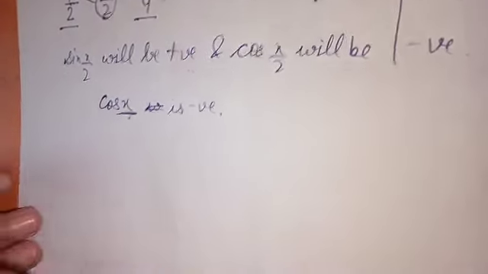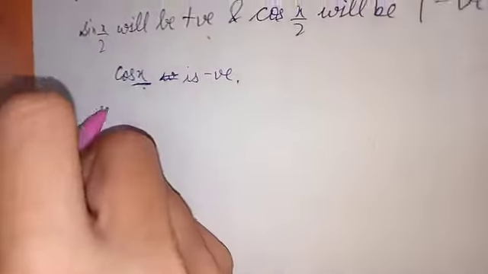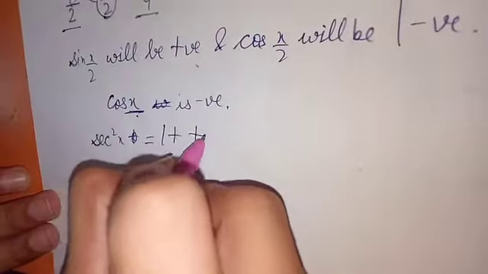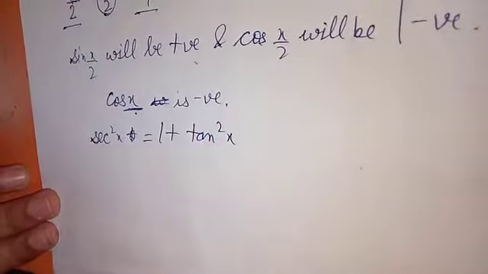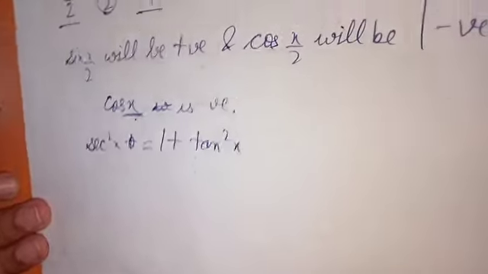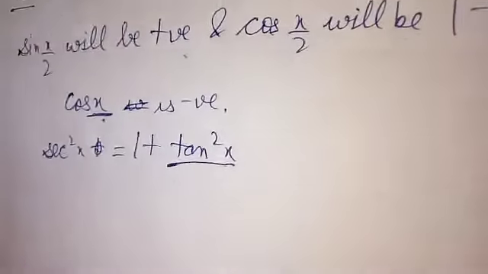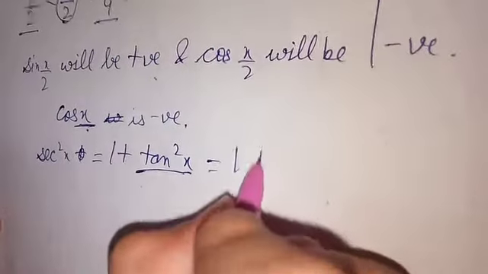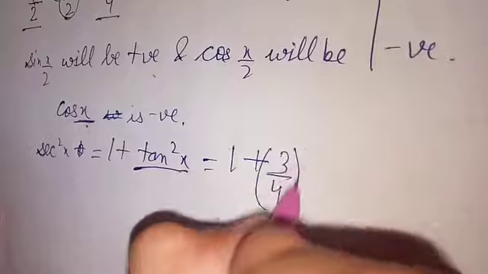How will we do that? First of all, we know secant square x is equal to 1 plus tangent square x. It is one of our identities we have studied in 10th class. Tangent x value is given to us, so we can replace it here. So we will get 1 plus 3 by 4 whole square.